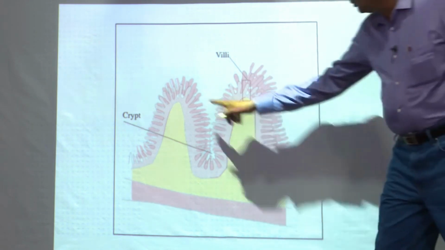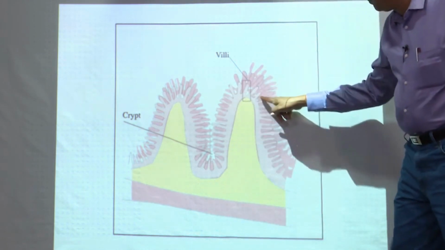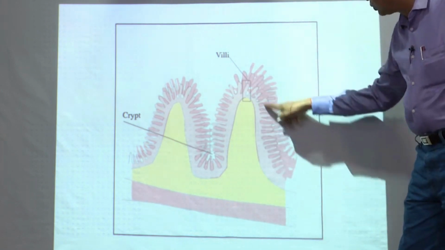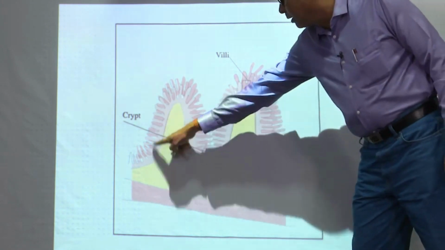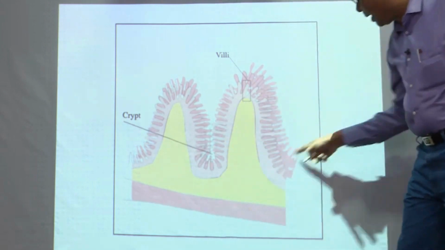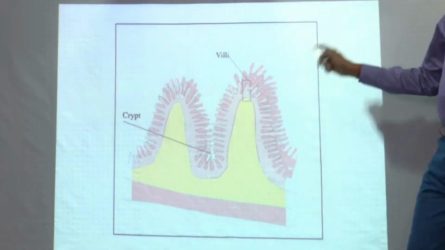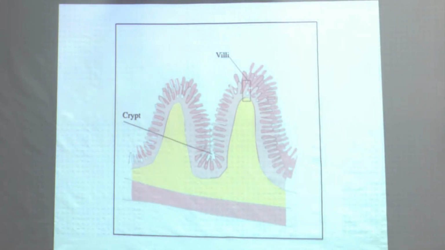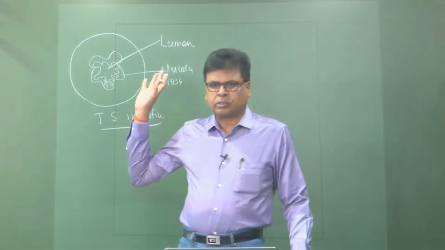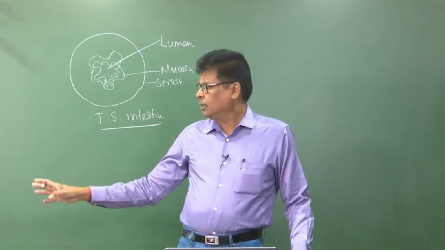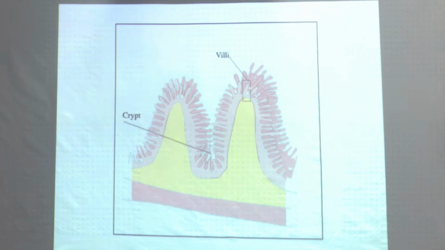So you see, this is the crypt and these are the villi. Okay, so these are the villi. You see these are the finger like projections. So this is a part of the TS of the intestine. From this picture you can imagine how many villi are there and what the crypt is.